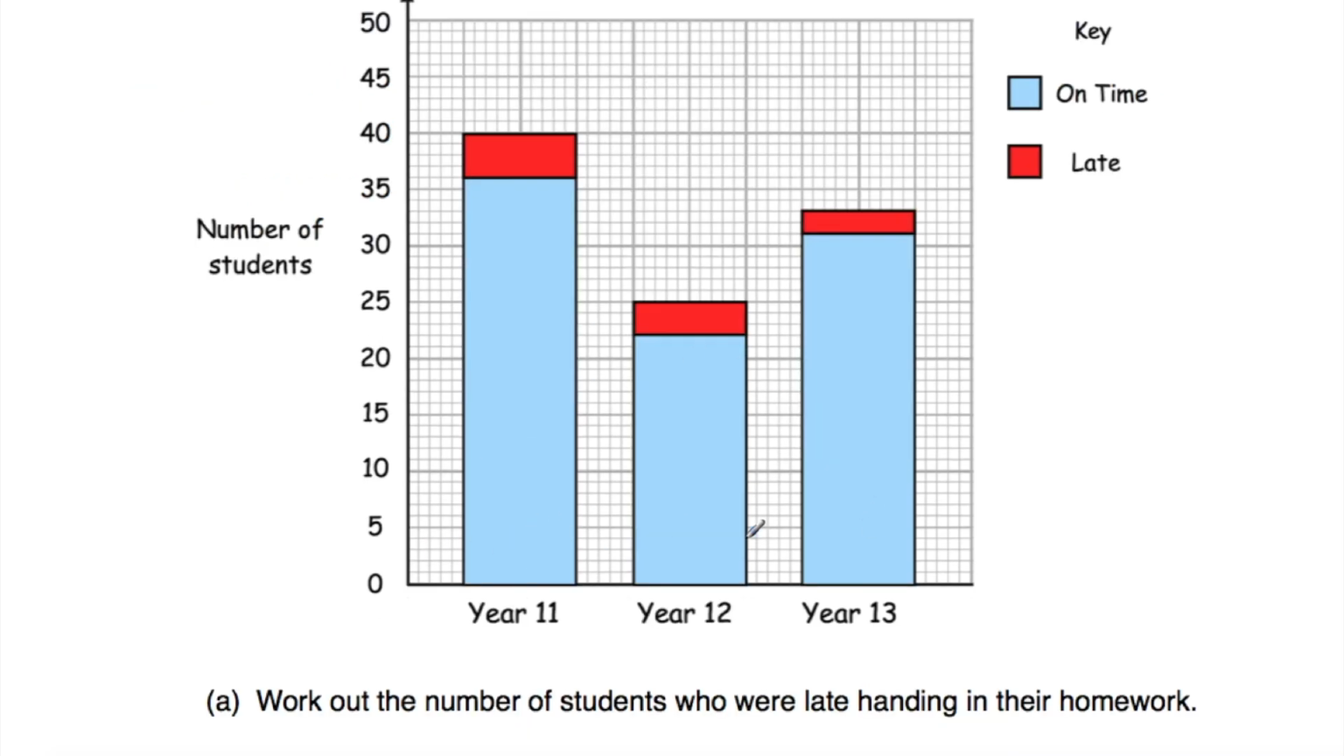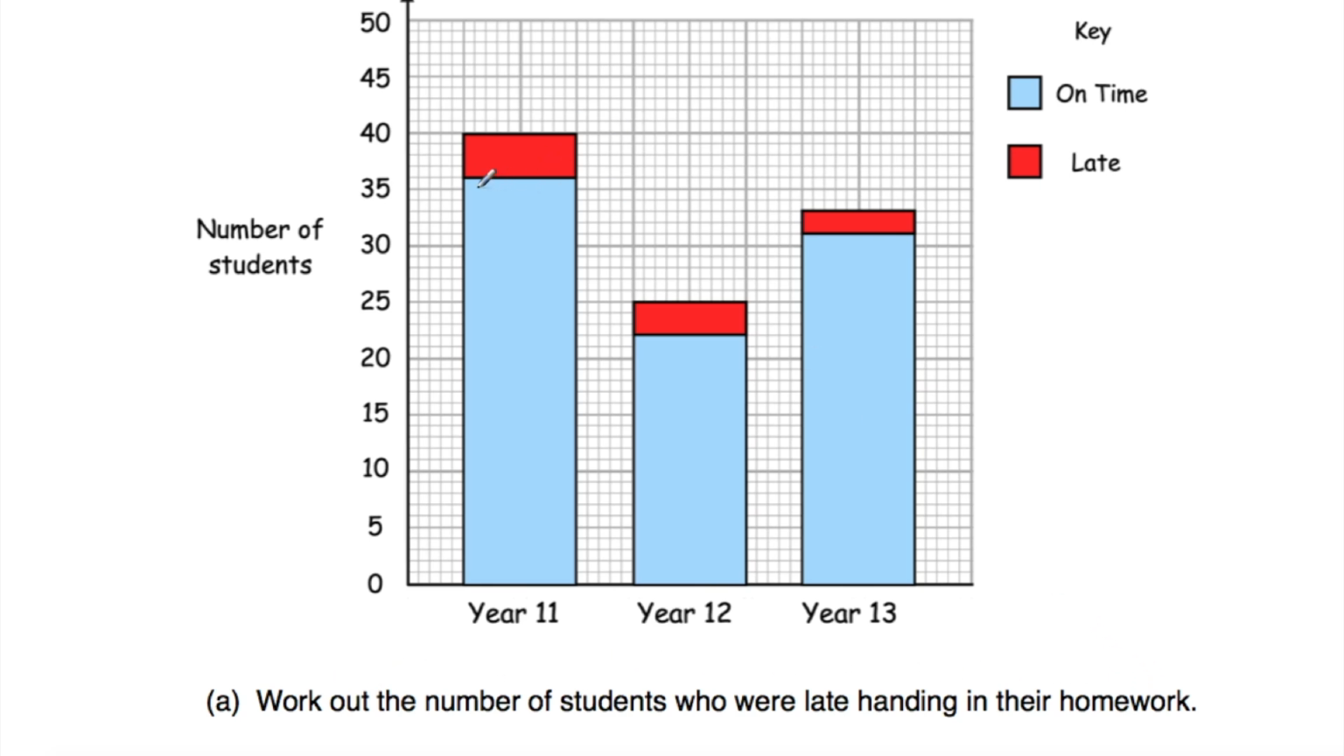And then if we look at the axes, we've got the number of students going up vertically, and horizontally we've got the year group. So this bar represents year 11 students that he teaches. This is year 12 students that he teaches, and this is year 13 students that he teaches. And we've got, as I said before, in light blue is on time, and in red is late. And part A says work out the number of students who handed in their homework late.